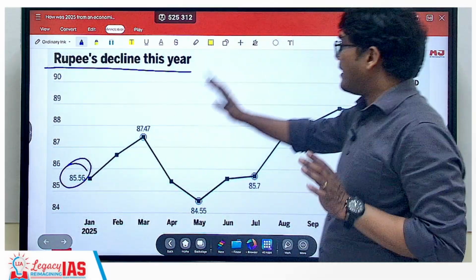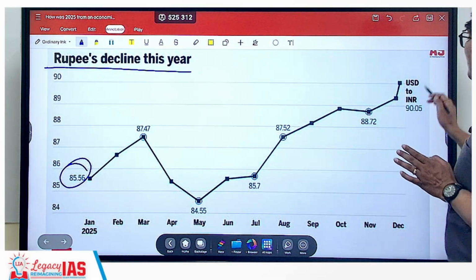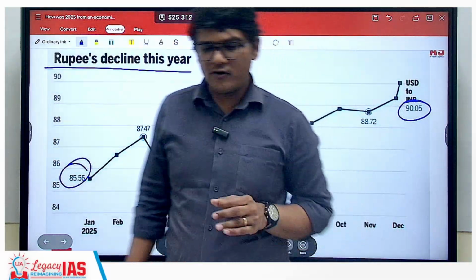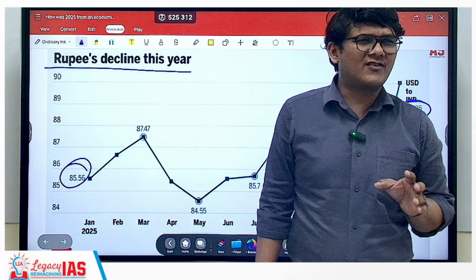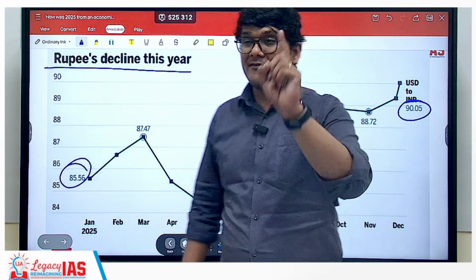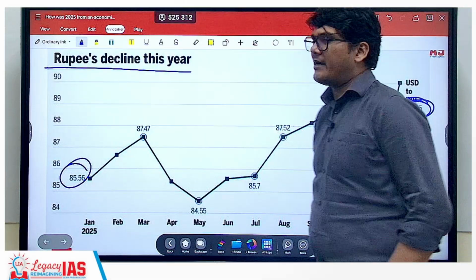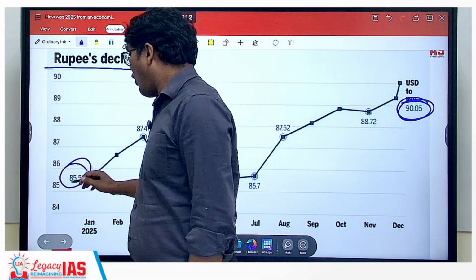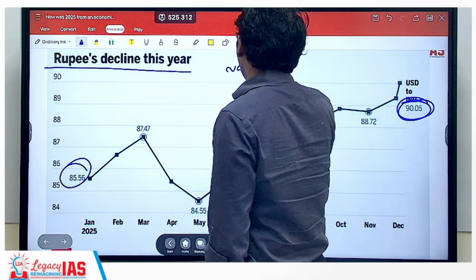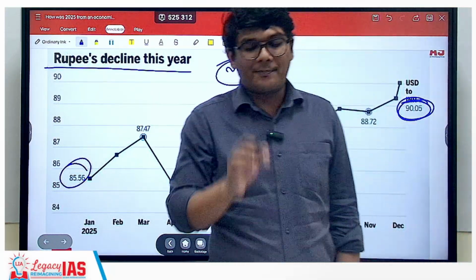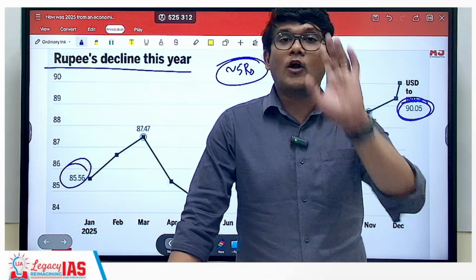But it then depreciated and we crossed the 90 rupee mark. Right now, today's exchange rate is trading at around 89 rupees 95 paise or something, but we have breached the 90 rupee mark in December 2025 itself. So approximately 5 rupees worth of depreciation is what the Indian rupee has seen against the dollar.